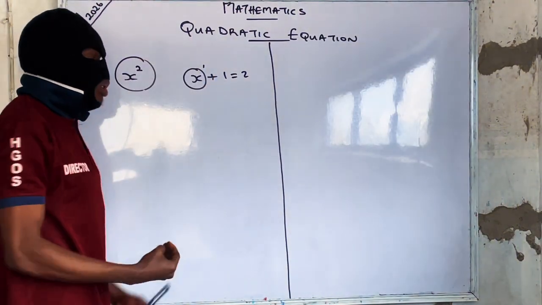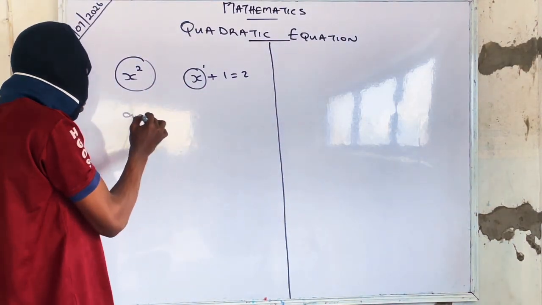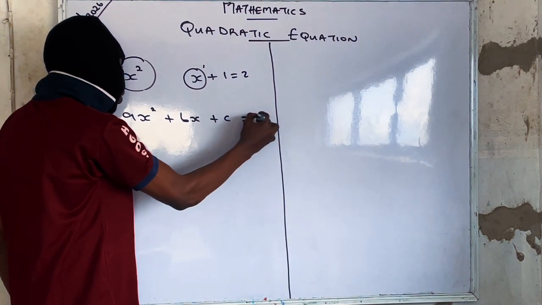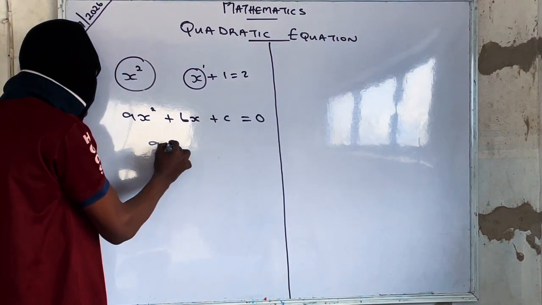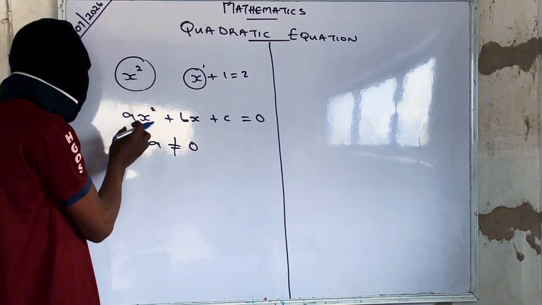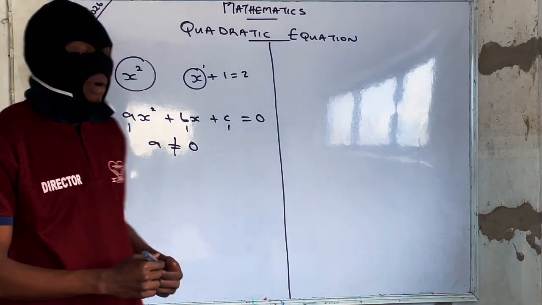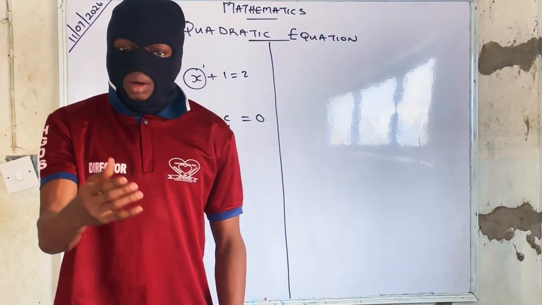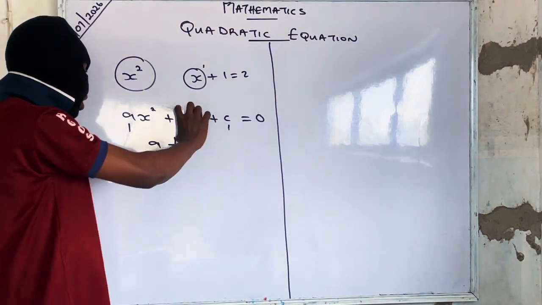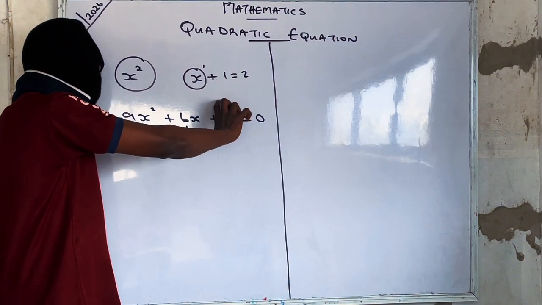And if you are looking at this quadratic equation, it has a general formula: ax squared plus bx plus c equals 0, in which your a is not equal to 0. Your a cannot be equal to 0. Now, this a, b, and c are representing numbers. For example, this a here is the coefficient of x squared. Your b here is the coefficient of x, while this c is the constant number.